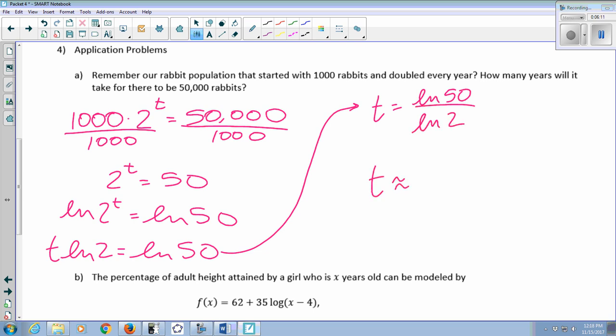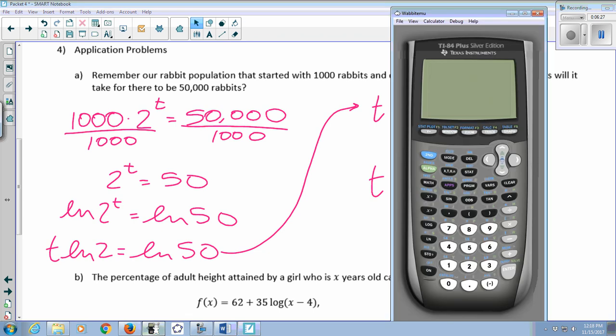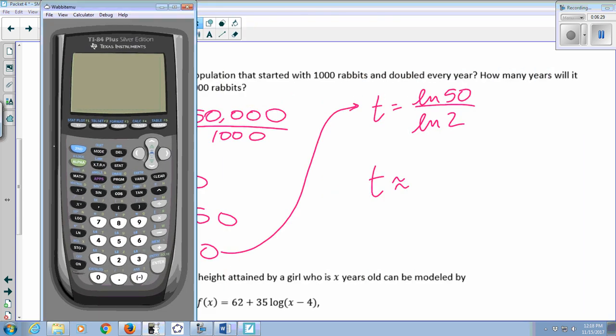Now, application problems are the exception to the rule where you don't want to give your answer as an exact value. If somebody asks you how many years it will take and you answer ln 50 over ln 2, that's kind of obnoxious, right? So we're going to get an approximation for the person who asked this question. So we do ln 50 divided by the ln of 2, and we get about 5.64 years.